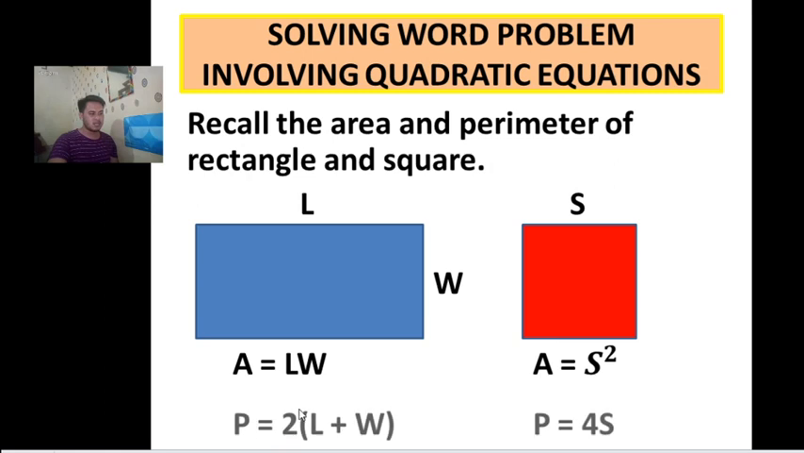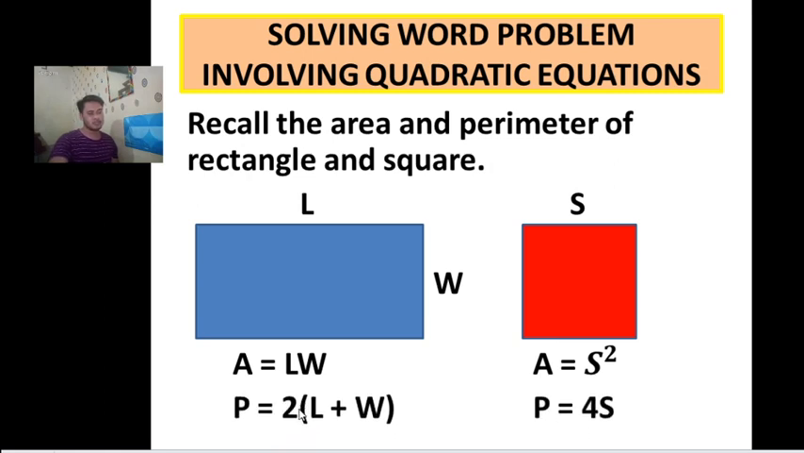Next, perimeter. The perimeter of a rectangle can be solved using the formula P equals 2 times the quantity of L plus W. And for the square, we have P equals 4S. Now, note that the concept of area and perimeter of a rectangle or even the square can be applied in solving word problems involving quadratic equations. So, meaning to say, we will use the concept later in the following problems.